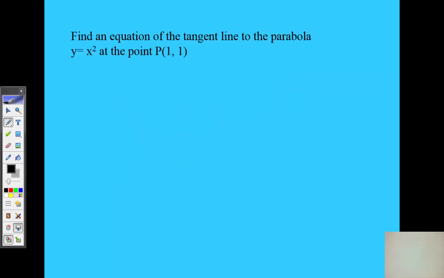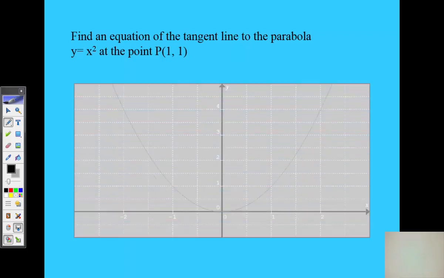So let's take a look at this problem here. Find an equation of the line tangent to the parabola y equals x squared at the point (1, 1). So here's the graph of x squared. We are asked to find the slope of this tangent line at this particular point.